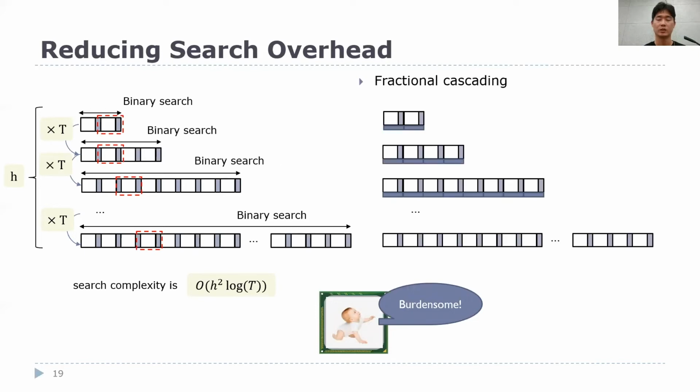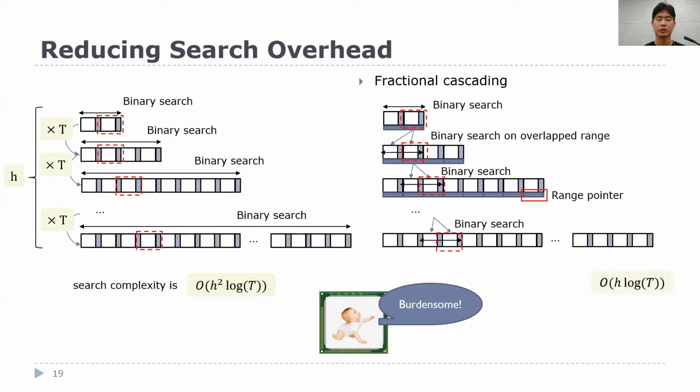To optimize this, PinK borrowed the idea from fractional cascading. A range pointer is added to each entry of the level list except for the last level. With the range pointer, the binary search of level 1 is the same. But from the next level, by using the range pointer, the range of search can be reduced to only the level list entries of the overlapping range. Consequently, this reduces the search overhead to O(H log T).